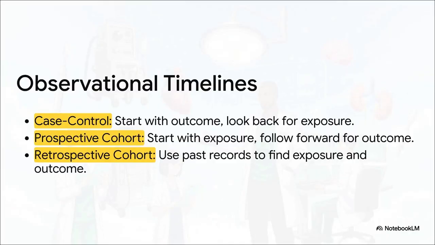I think the easiest way to understand these is to think about the direction of time. In a case control study, you're a detective. You find the people who already have the outcome, the cases, and you look backwards in time to hunt for clues about their exposure. For a prospective cohort, you're looking into the future. You find a group with a certain exposure today and follow them forward to see what happens. And a retrospective cohort is like being a historian. You're doing the same thing as a prospective cohort, but you're doing it all in the past, using old records.